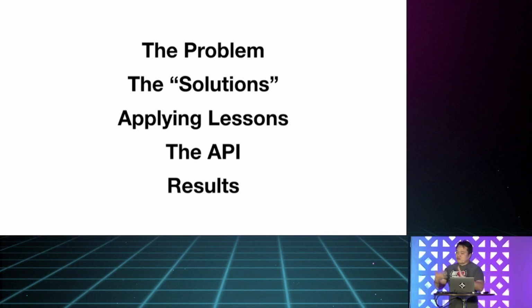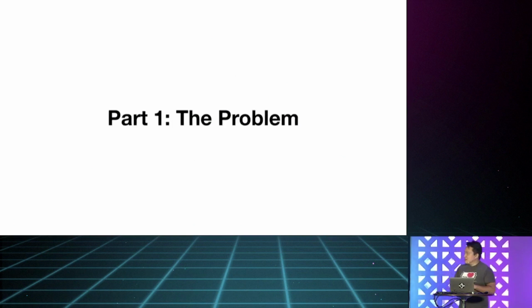So we're going to talk about the problem that we're trying to solve, the solutions that exist today, applying lessons from React, and then finally we get to the API. So I'm putting all the code at the end. Just stay with me, because I want to stay high level, I want to talk about architecture, I want to talk about principles. And then finally we'll talk about the results, which is going to seem a bit braggy, but that's how I sell people. So part 1 is the problem.